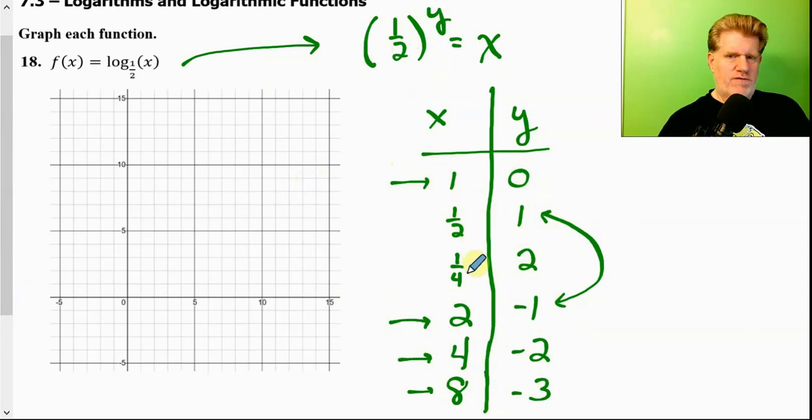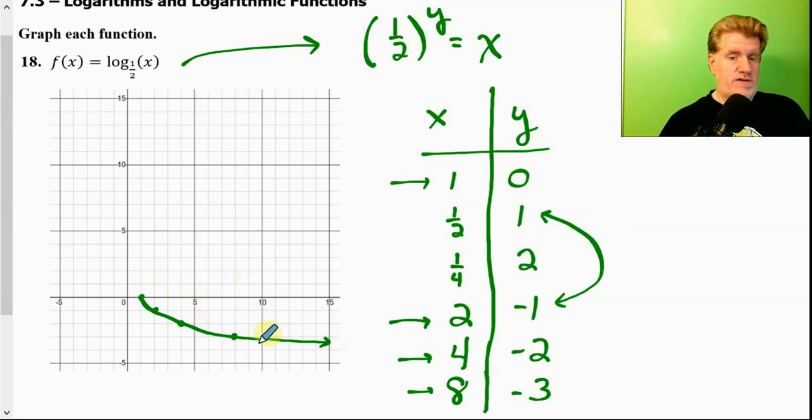Can you graph 1/2 and 1/4? Sure you can. We'll graph them all if you want, but you'll see why the other ones are easier. So here's 1, 0. Here's 2, -1. Here's 4, -2. Here's 8, -3. Now notice that's going below the axis. Now it doesn't actually level off. It goes down forever. It just goes down really, really slowly.